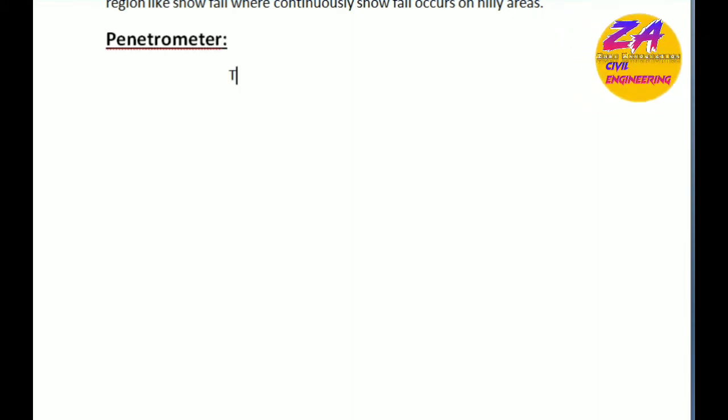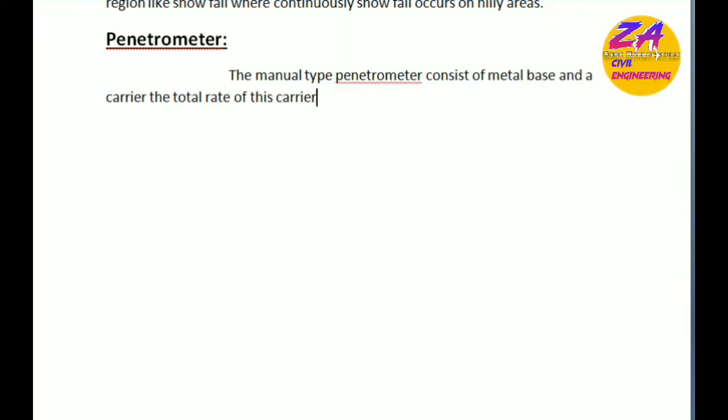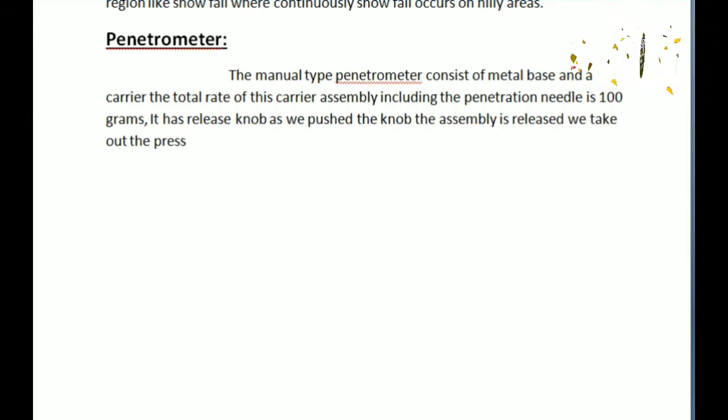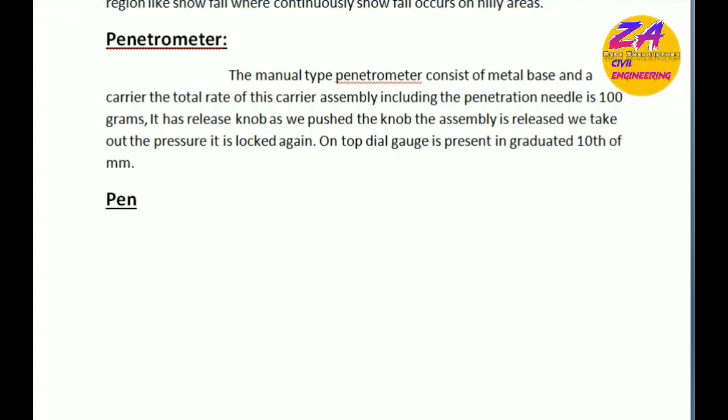After this, penetrometer. What is a penetrometer? The manual type penetrometer consists of a metal base and carries an assembly whose total weight, including the penetration needle, is 100 grams. It has a release knob. As we push the knob, the assembly is released. We take out the pressure. It is locked again. On the top, the dial gauge is present, graduated in tenths of a millimeter.